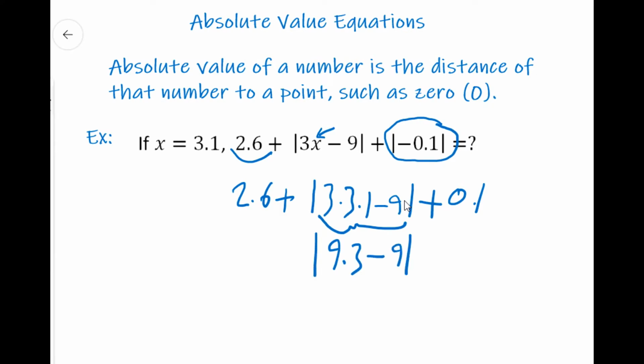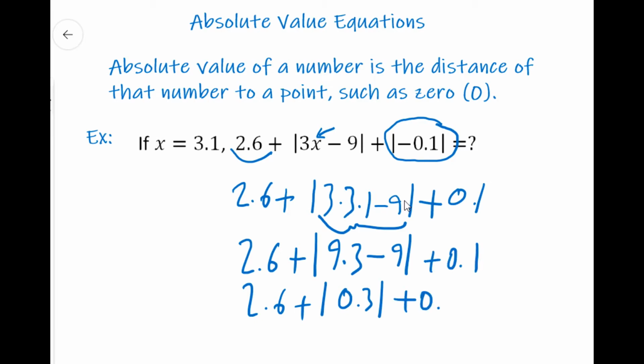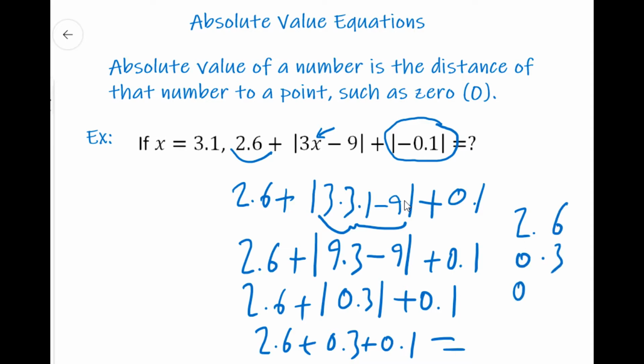Then from here we're going to have 0.3, guys. Absolute value is an absolute value. Just let me write the other part. 2.6 plus, there is also plus 0.1. Now we have absolute value 0.3 and it comes out as 0.3 as well. It is already a positive value. And write the rest of the question. Okay, plus 0.1, 2.6, 0.3, 0.1.